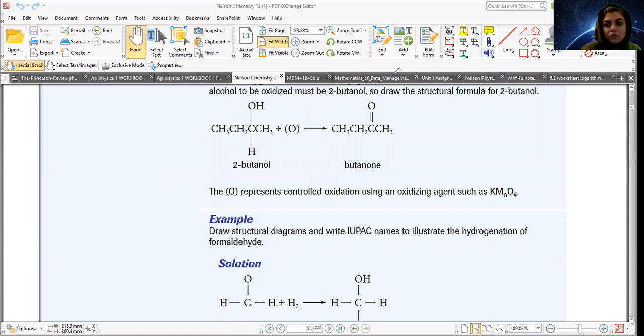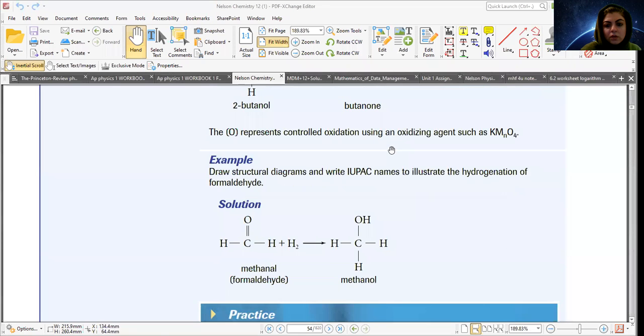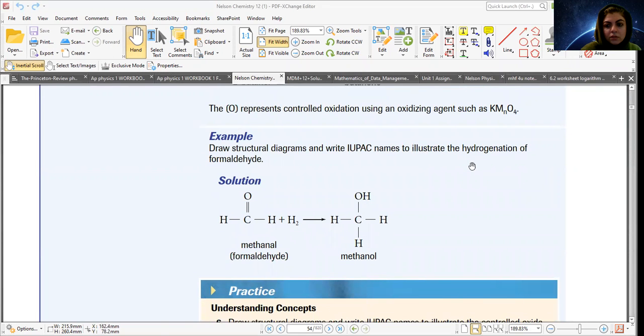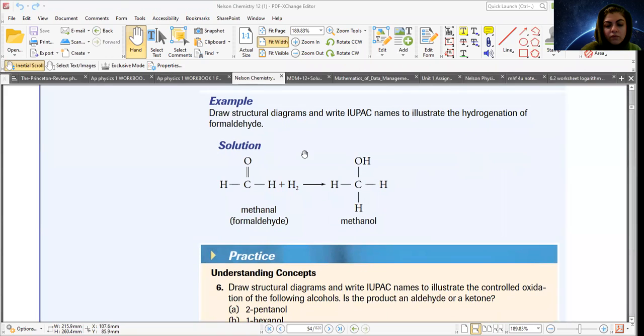Draw the structure diagram, right? IUPAC name, the product of hydrogenation of formaldehyde. So this is the methanol. Of course, you know how to do it. So you break this bond. Now hydrogen comes here, hydrogen comes here. This is what you have, methanol.